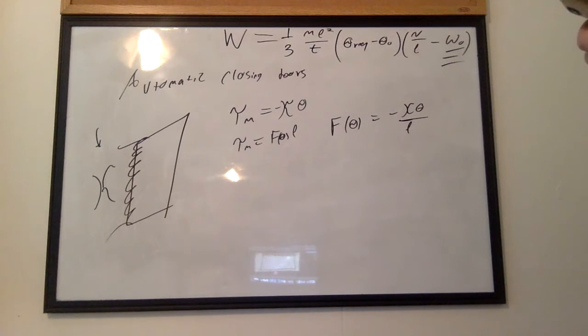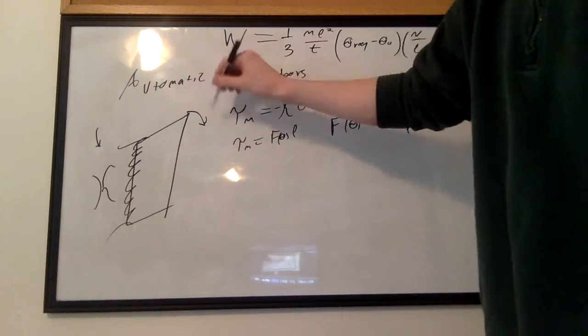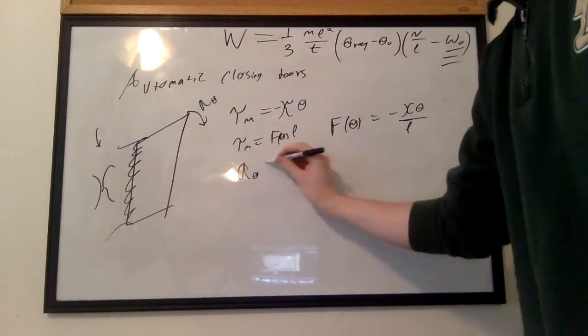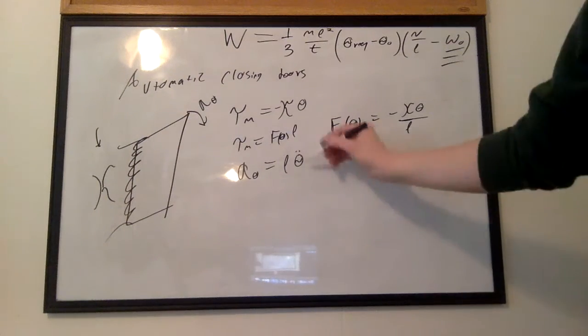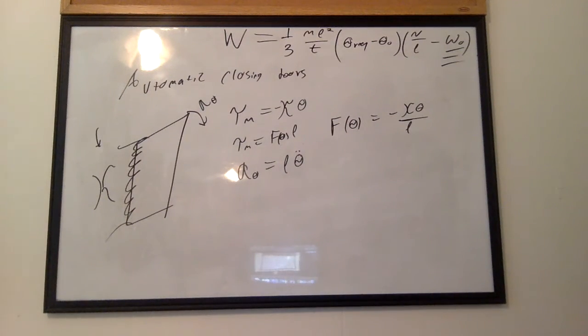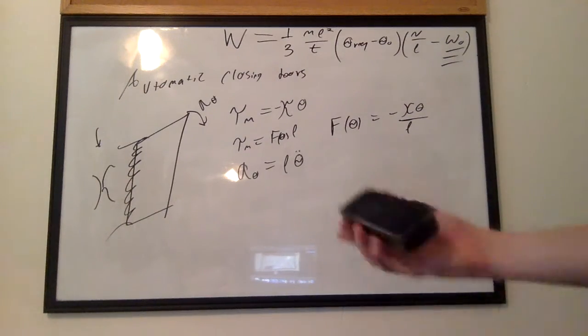And now we have almost what we need for Newton, but first we're going to want to try and map what the actual door is doing. And so it's going to have some angular acceleration, which is going to be the second derivative with respect to time of the change in theta, and that times the moment arm.